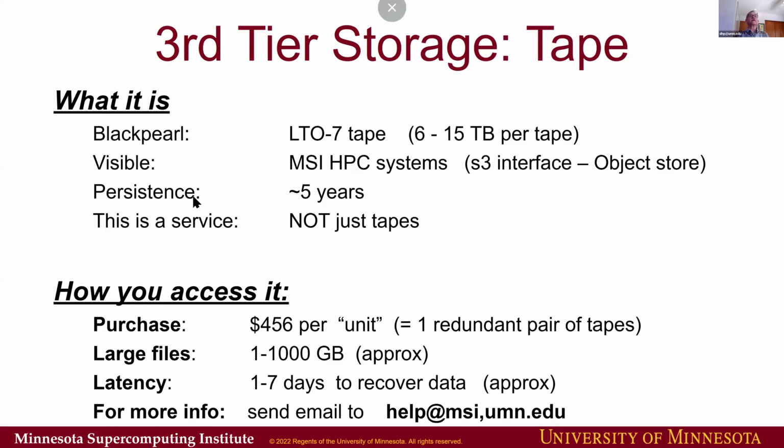And then there's third tier storage, tier 3, and that's tape. And these have so far been LTO tapes. I believe the current generation is LTO7, though that keeps migrating with time. Each of these tapes can store roughly 6 to 15 terabytes of data, depending on how much compression you get, because it will compress the data as it goes to store it. And it's visible on all HPC systems.